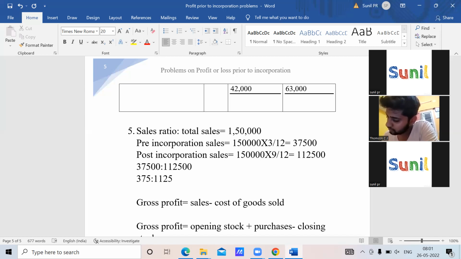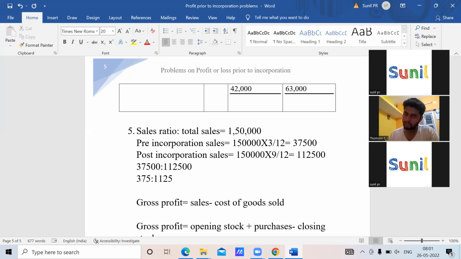Okay, now this is the formula to find out the gross profit. Gross profit is equal to sales minus cost of goods sold. Now you know what is sales, correct? Yes, sir. Now do you know what is cost of goods sold? No, you don't know what is cost of goods sold.